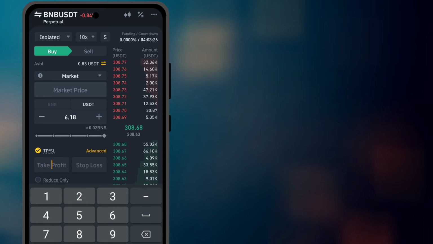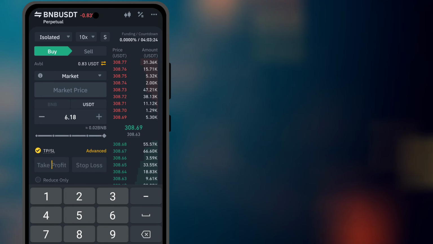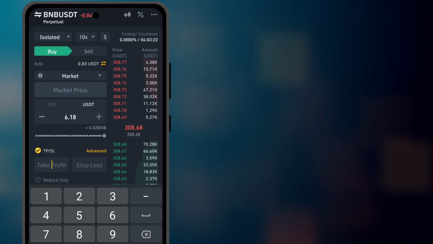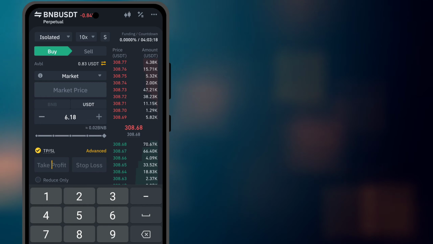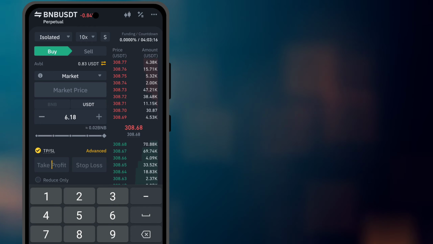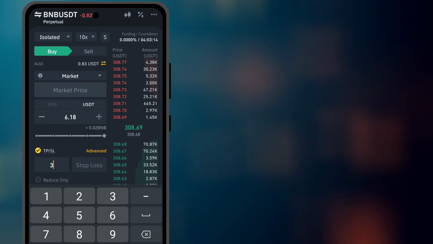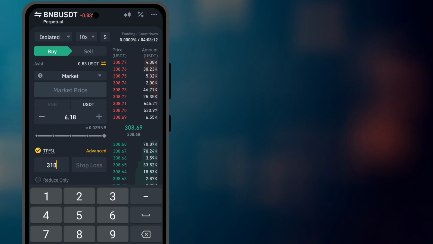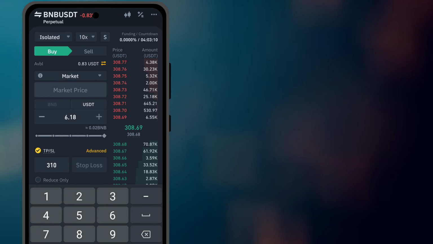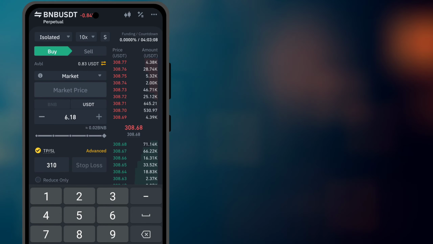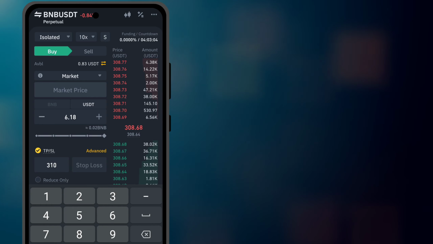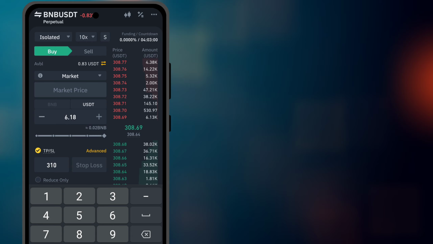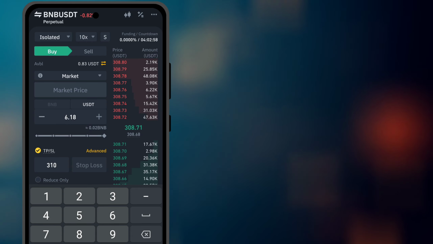So this one is where you want to take profit. For example, if you are longing this position, which is buy, you want to take profit at a price that is higher than this particular one. Probably you enter at the current market price and you want to take profit at 310. So you just have to input 310. This means that if the price is going up, like this current market price 308 is going up to this 310, you'll be out from the market and you'll be in profit because it hit your TP, which is your take profit. You understand?